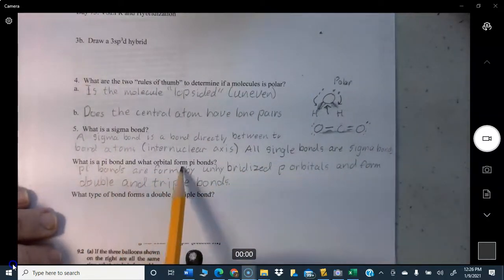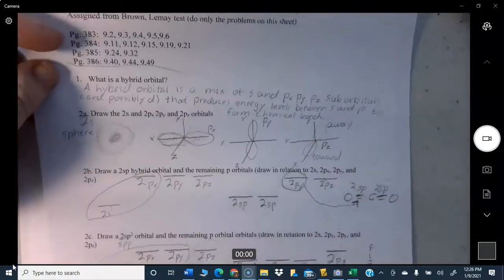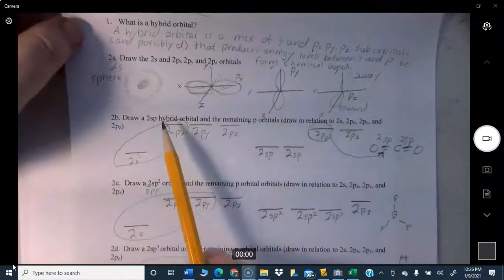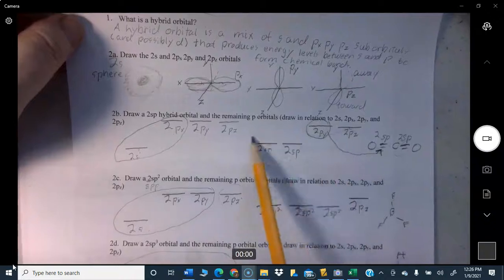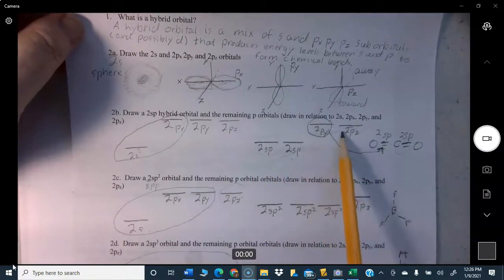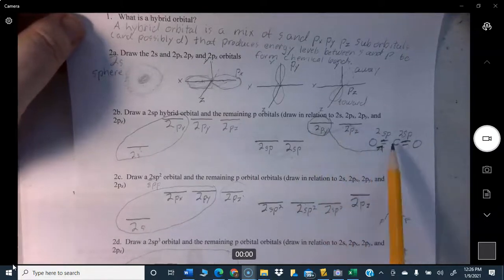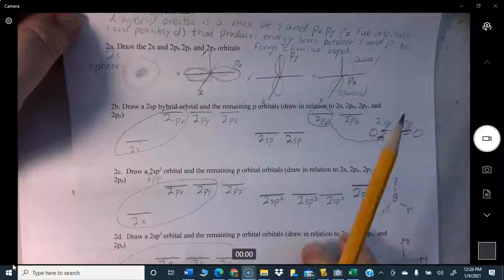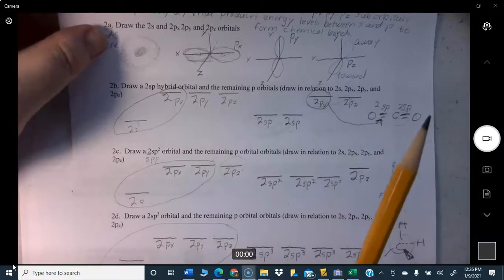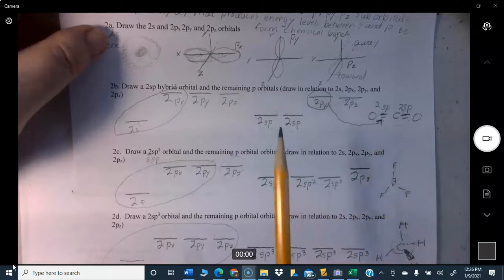Okay, so pi bonds are formed by unhybridized p orbitals. Back here when we talked about the 2sp and it formed these two hybrid orbitals, we said these two p orbitals are unhybridized, and that's where they form double bonds or triple bonds. Carbon dioxide just has enough electrons to form a double. Something else like HCN would form a triple bond.